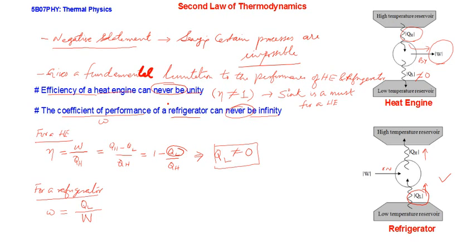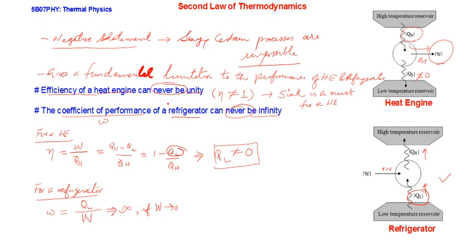What does it mean by saying that omega of a refrigerator can never be infinity? So let's think of in which case this omega will be infinity. One easy way is that it will tend to infinity when the denominator tends to 0, right? Denominator means work tends to 0. If work is 0, then omega is what? Infinity. So what does it mean?